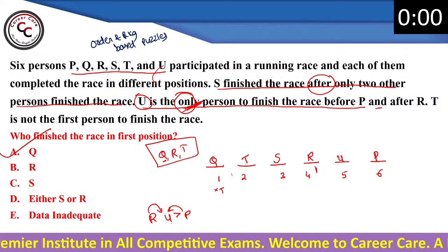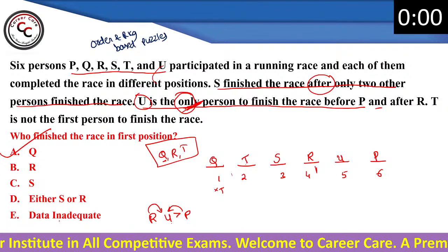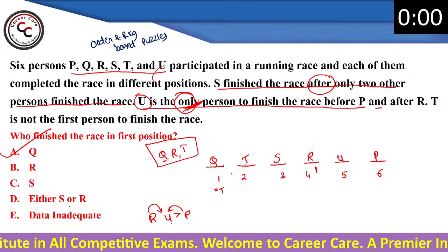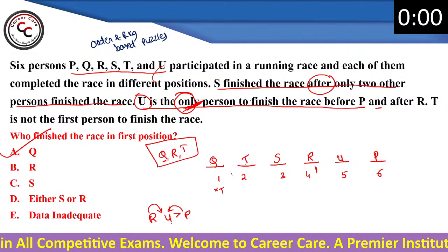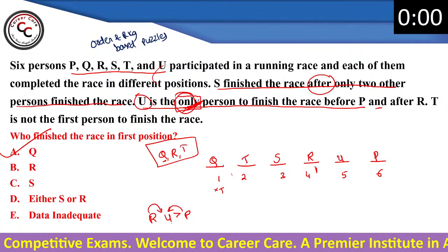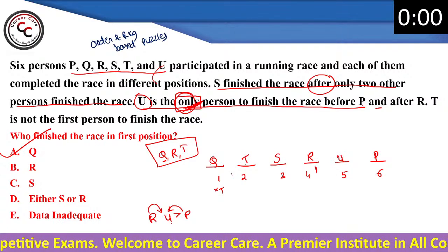So people will be getting different sort of mindsets. Why? Because here I have got data inadequate, either S or R like that. Okay. Now here as the keyword only is present. So U is the only person to finish the race before P.